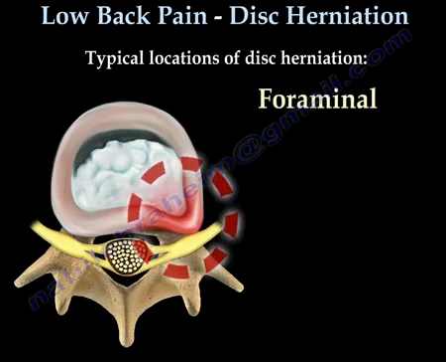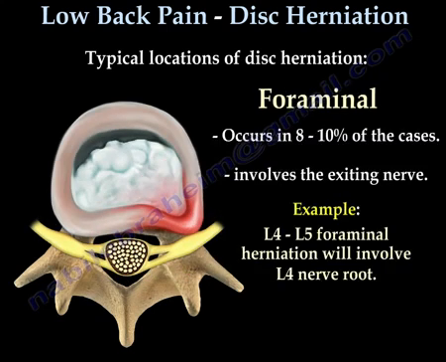The third is foraminal. It occurs in about 8 to 10% of all cases. It involves the exiting nerve. For example, L4-L5 foraminal herniation will involve the L4 nerve root.